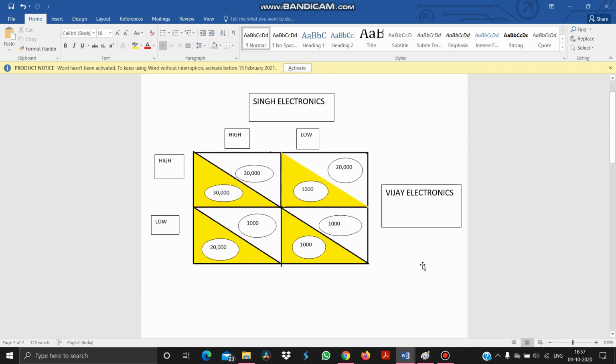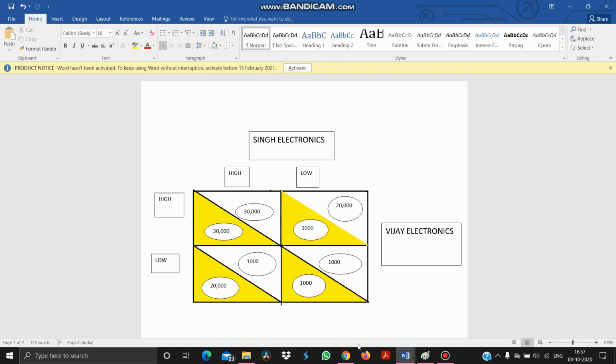Now, the second thing, let's talk about the game. Many economists analyze this game and the moves of another company with a payoff matrix. Let me show you how.